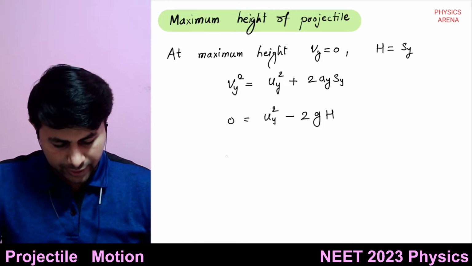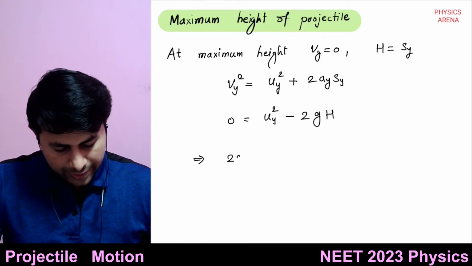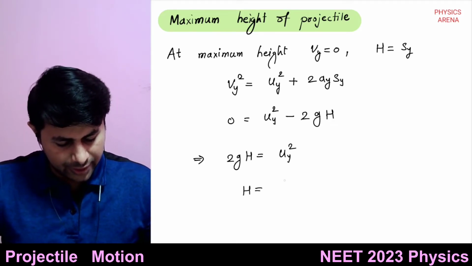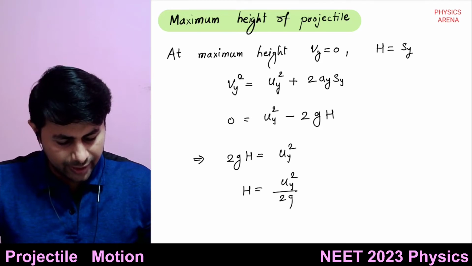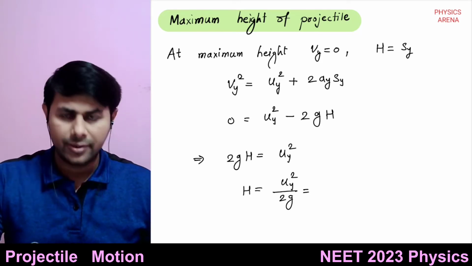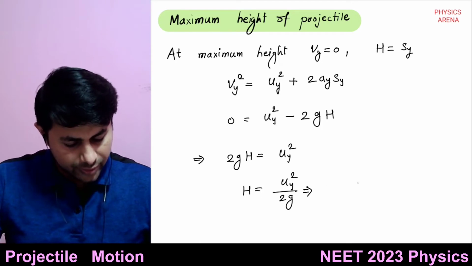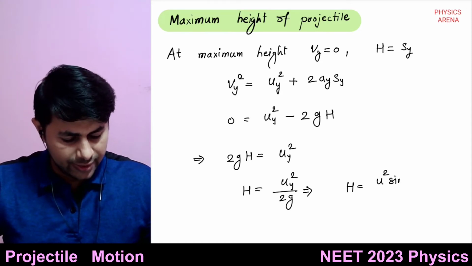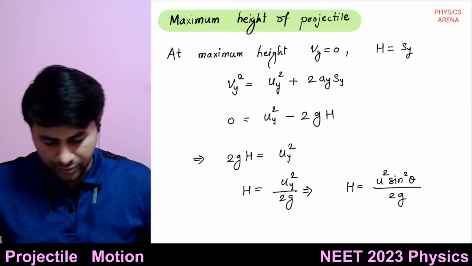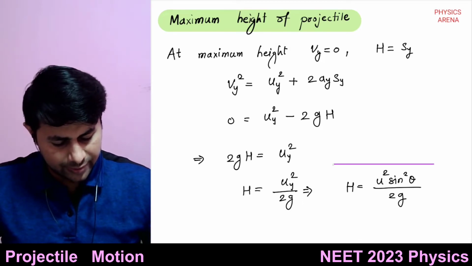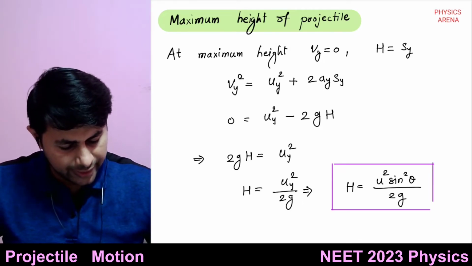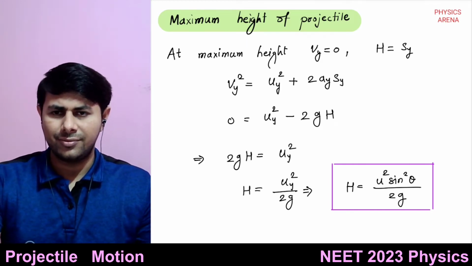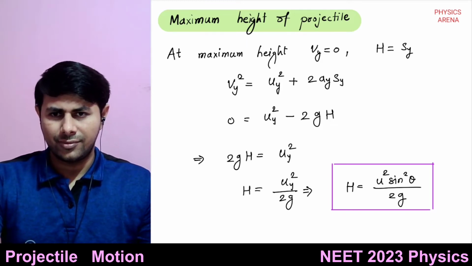Okay, so which gives me 2 times g multiplied by h is equal to uy square. So h is equal to uy square divided by 2g. And what is uy? It is u sine theta. So h is equal to u square sine square theta divided by 2g. So this is the maximum height attained by a projectile thrown at an angle theta. This is clear? Yes, sir.